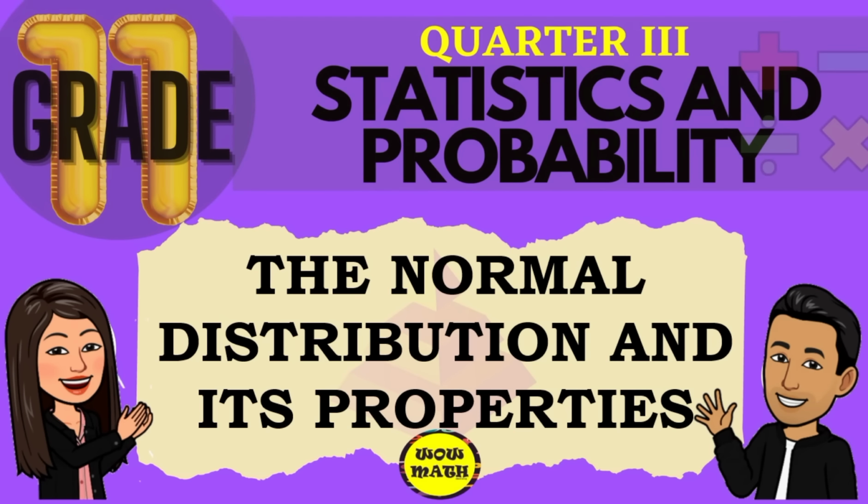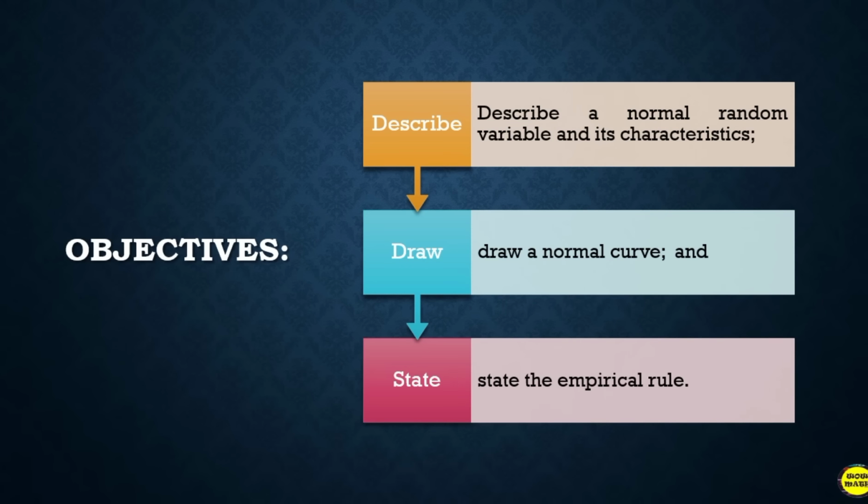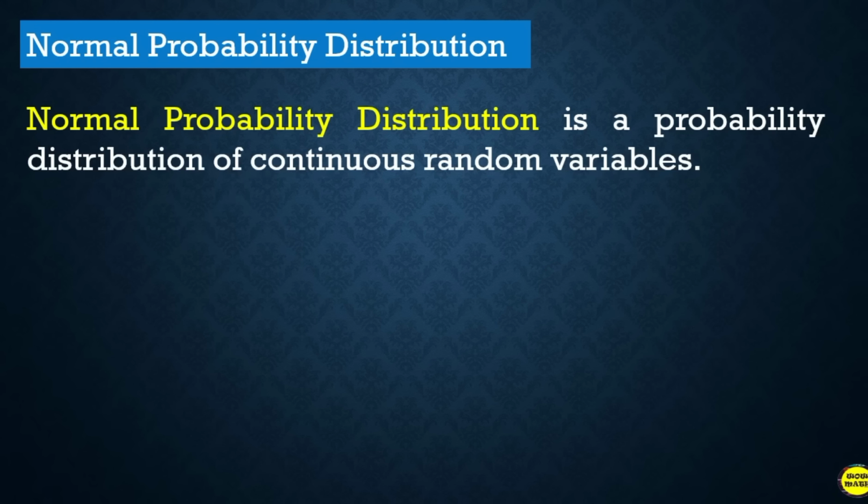So good day everyone. In this video lesson, we will discuss the normal distribution and its properties. Our objectives: first, describe a normal random variable and its characteristics, and second, draw a normal curve and state the empirical rule.